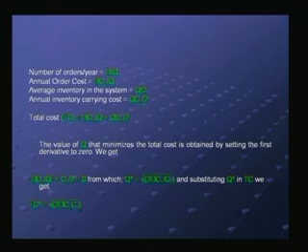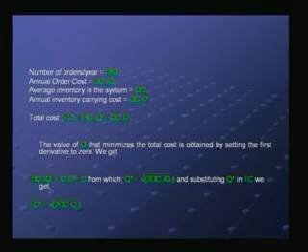Now, that value of Q is obtained by setting the first derivative equal to 0 and solving. We would get DC0 by Q square, this 1 by Q will give us minus 1 by Q square. So, minus DC0 by Q square, QCc by 2 will give us Cc by 2 equal to 0, from which Q star, the best value of Q, is root of 2 DC0 by Cc. This is called the optimum order quantity or the economic order quantity. Q star is given by root of 2 into D into C0 by Cc, square root of 2 times demand into ordering cost by carrying cost.